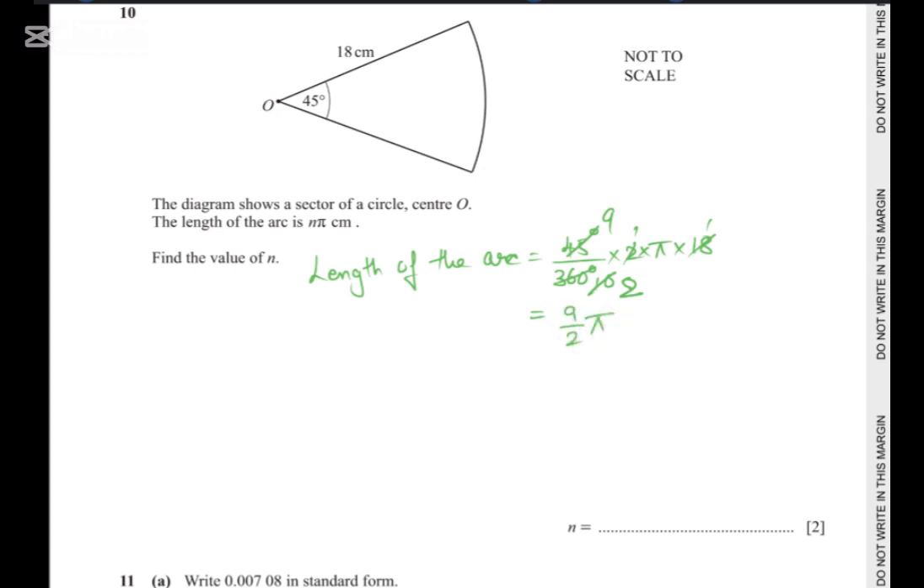So 9 by 2 is, they already gave us n pi. So n is what here? 9 by 2.